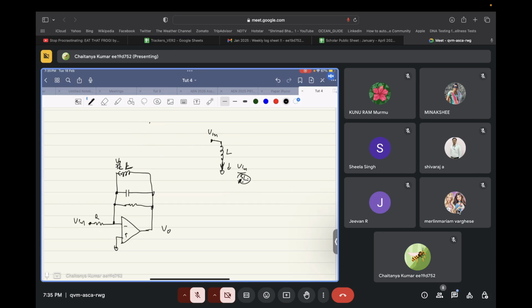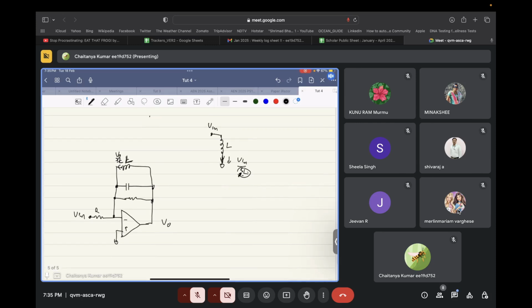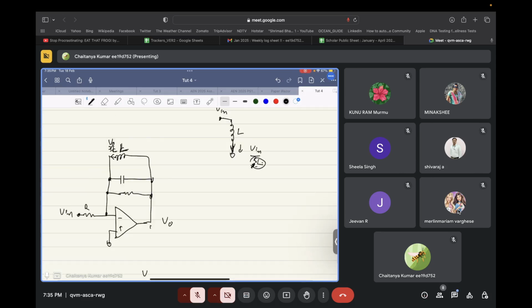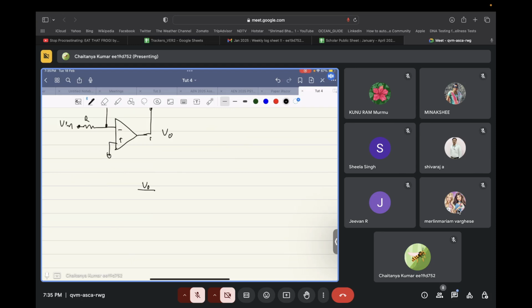So we know that we can't directly get some device that can give you this kind of current, V naught divided by SL. So we need to somehow do some tricks to get that. We can't get a current that is reducing with frequency. We can get a voltage that is reducing with frequency, right? So we can get something like V naught divided by S times some factor, let's say alpha.